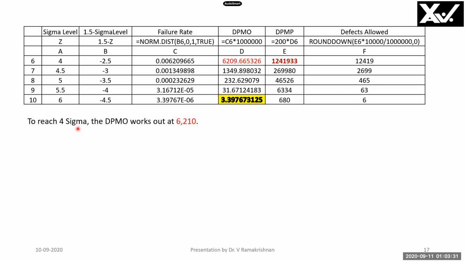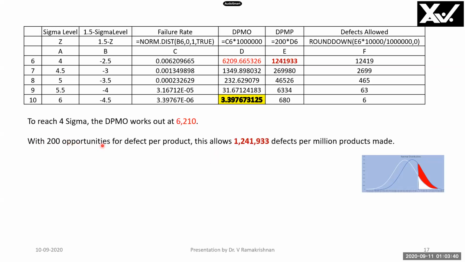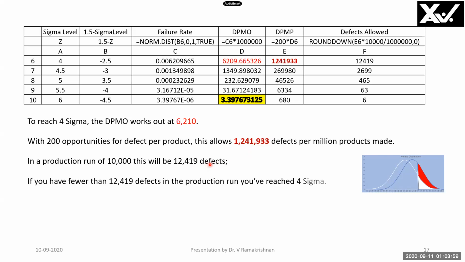Now to reach 4 sigma, the DPMO works out to 6210. That is what is here, 6210, right? Rounding it off, with 200 opportunities for defect per product, this works out to 1241933 defects per million products made. In a production of 10,000 units, this will be divided by 1 million and multiplied by 10,000, which is divided by 100. So 12419 defects. That is the answer. Similarly, if you have fewer than 12419 defects in the production run, you have reached 4 sigma. That is, if it is less than this, that means our process sigma level is 4, right?